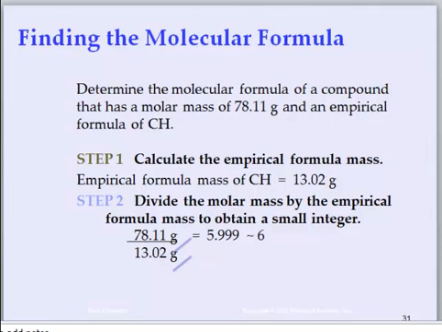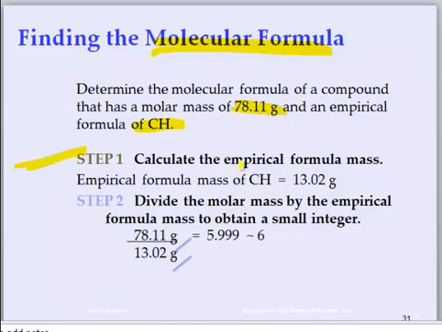Now let's look at a problem in which we find the molecular formula of a compound. It says determine the molecular formula of a compound that has a molar mass of 78.11 grams and an empirical formula of CH. Since we know the empirical formula, which is the ratio of the two elements, and we also know the molar mass, we can calculate its molecular formula.